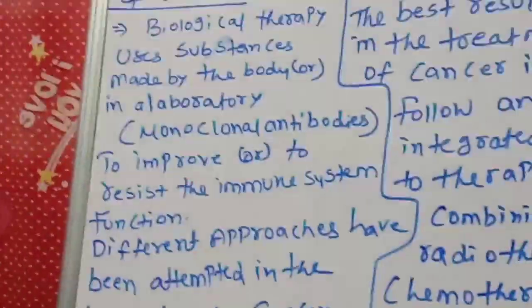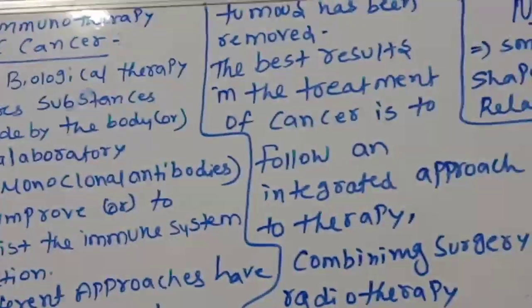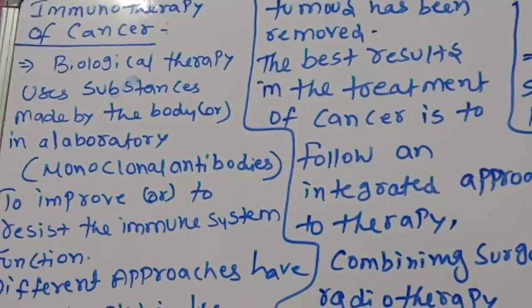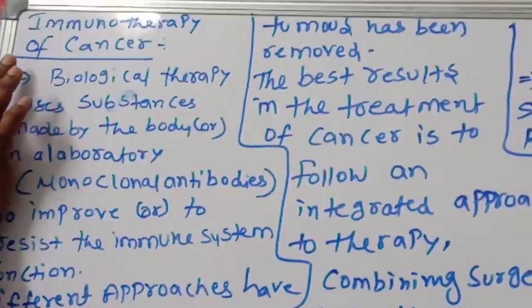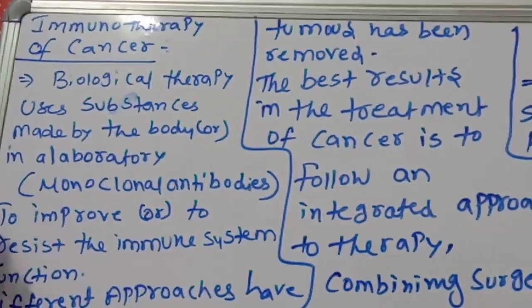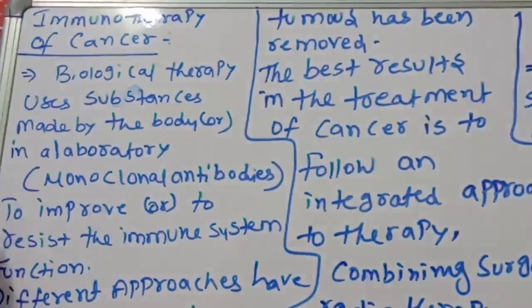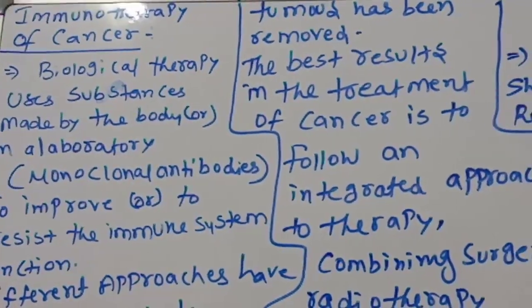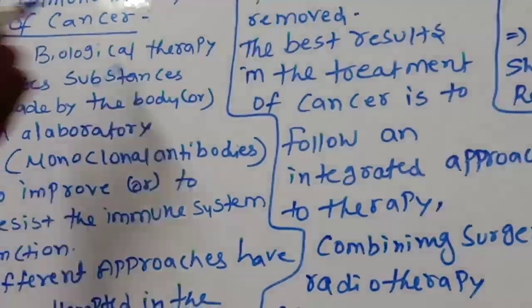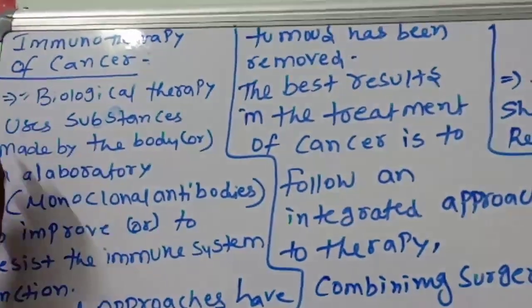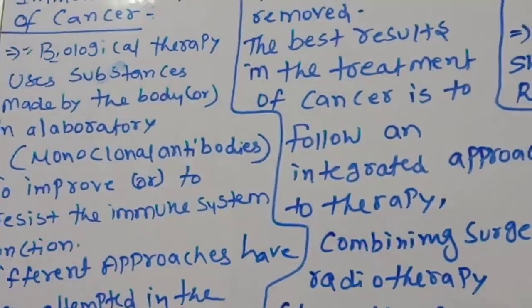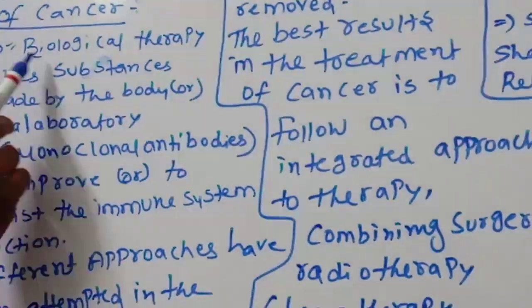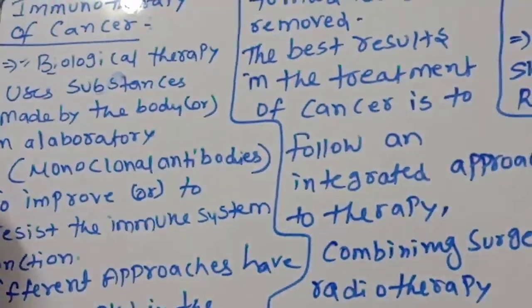Okay, come on children, observe very carefully. We are discussing immunotherapy of cancer. What kind of treatment is there for cancer right now? Nowadays, there is immunotherapy, which means our own immune system gives the treatment for the cancer. So immunotherapy is also called biological therapy. Why biological? In our body we are producing immunity against the cancer.